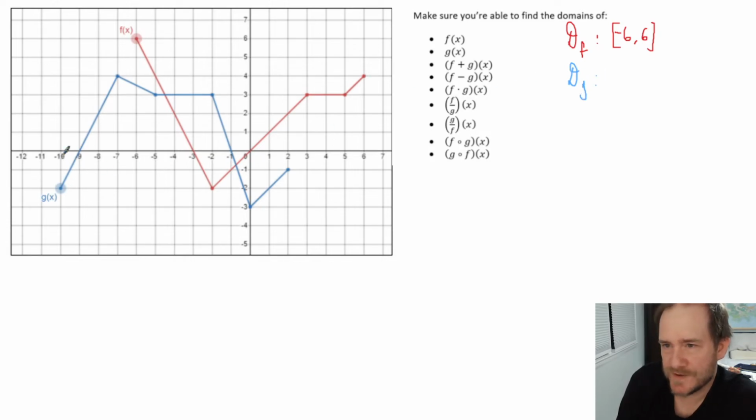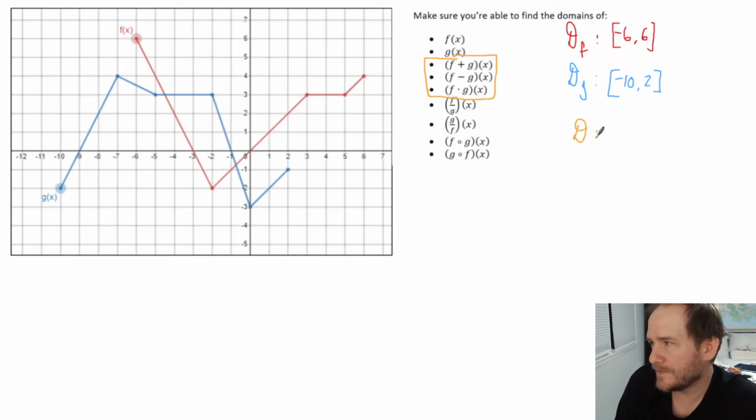And the domain of G is -10 to 2. Sum, difference, product, all the same. They're all just going to be the intersection of these. We can see that the things they share begin here and end here. So -6 to 2.